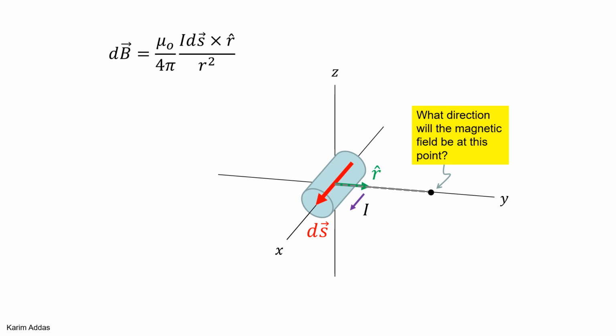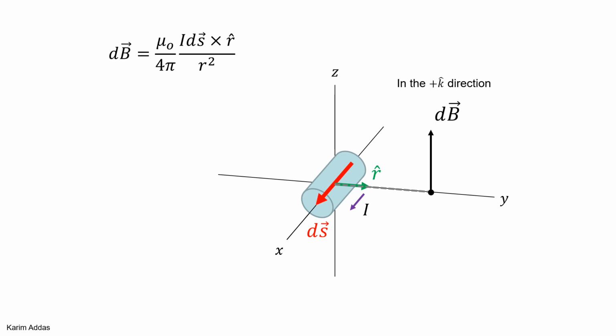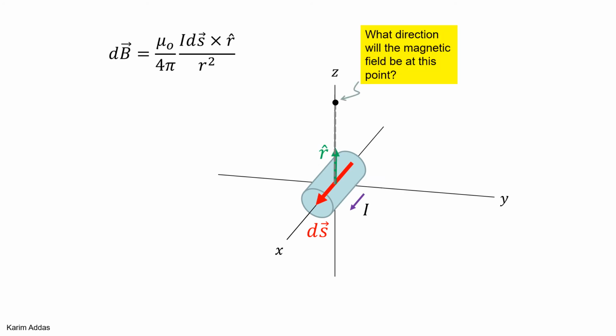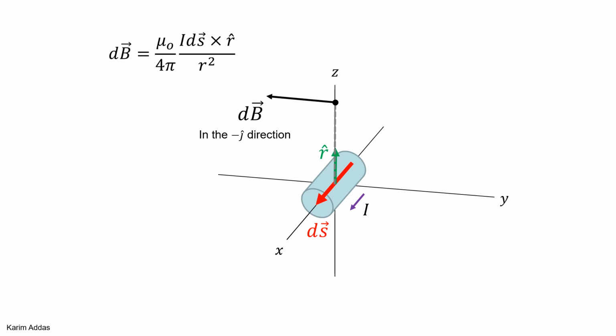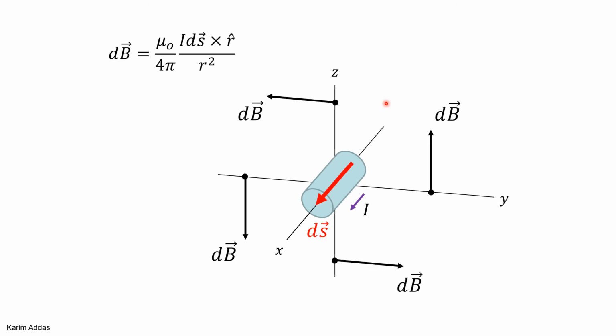So what would the magnetic field be? What would the direction of ds cross r hat be in this case? It'll be pointing in the k hat direction. And the same thing we can ask for this point. And you get this vector that points in the minus j hat direction. Let's put all of them together at the same time.